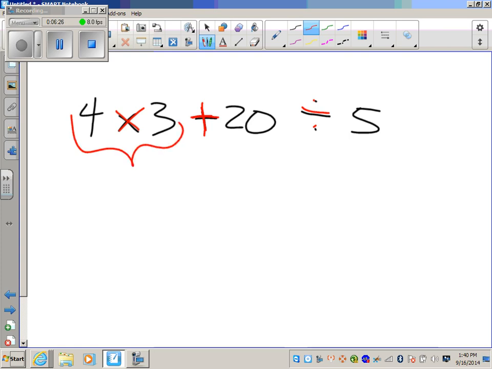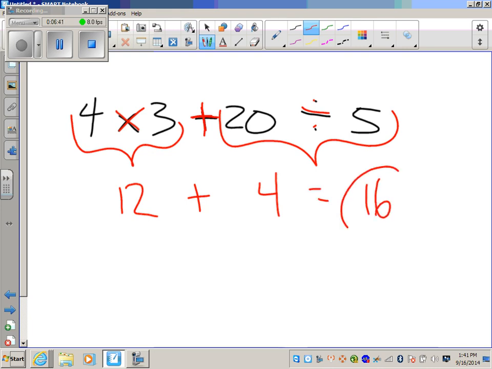What is 4 times 3? Then I'm going to divide, because I need to take care of all multiplication or division before I add. What is 20 divided by 5? So now I can add 12 and 4, and there we are. Before you move to the next step, you must clear all the operations in the previous step. Okay? Let's try another one.